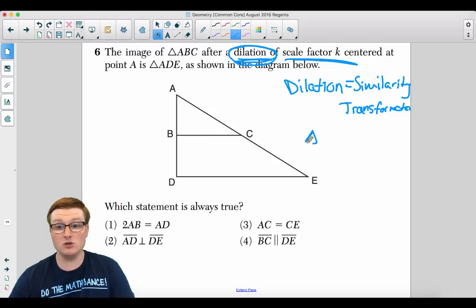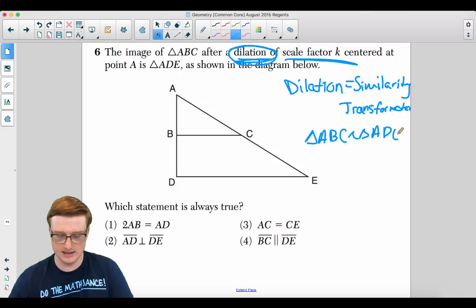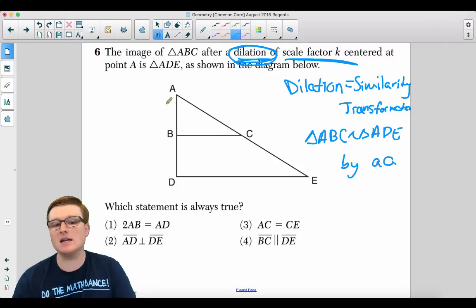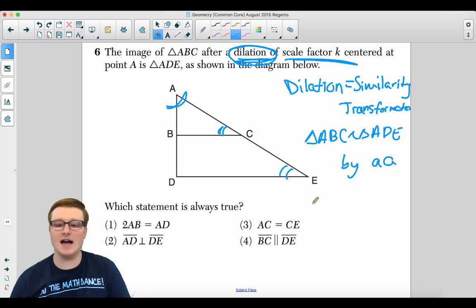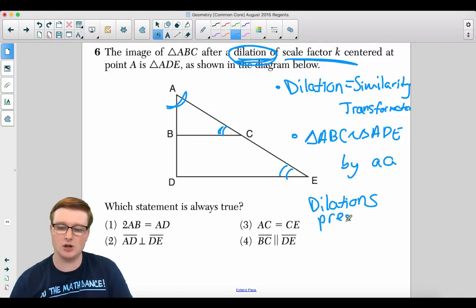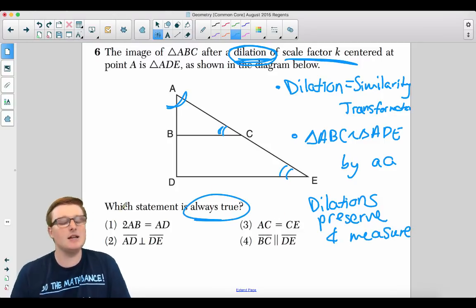Now, we could conclude that triangle ABC is similar to triangle ADE by angle-angle. Why? Because angle A is reflexive and angle ACB is congruent to angle E, because I just said that it's a dilation. And remember that dilations preserve angle measure. So all this information should be buzzing around in your head. Now, we need to figure out which of the following is always true. Let's take a look at number 1.